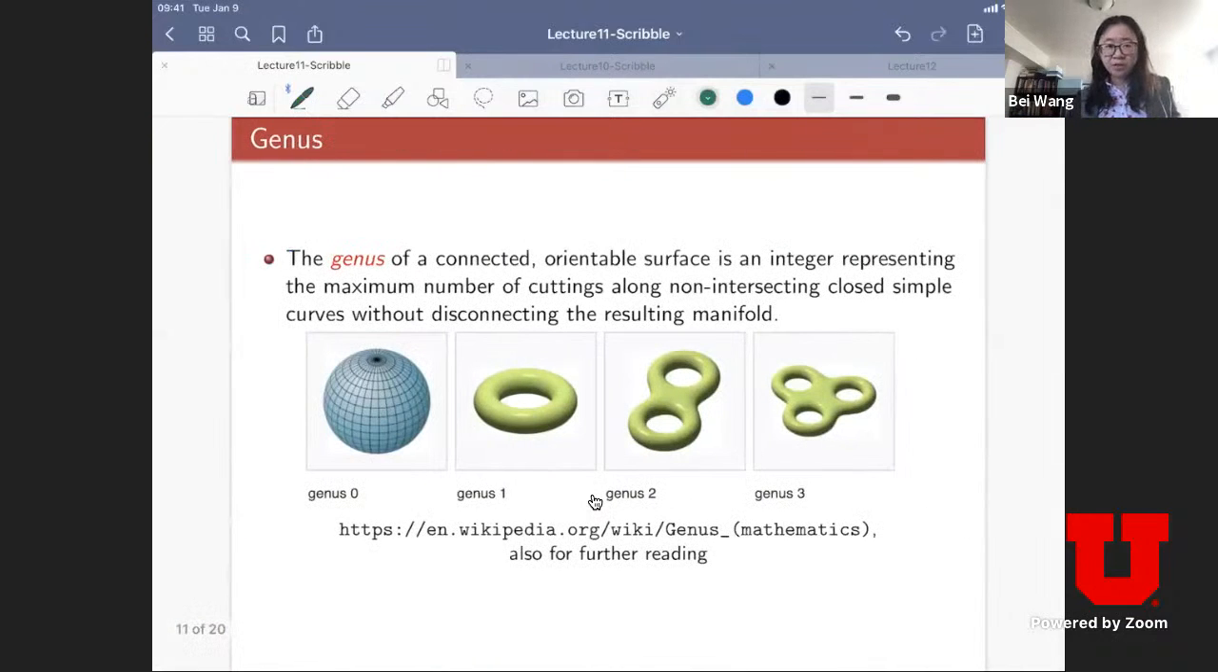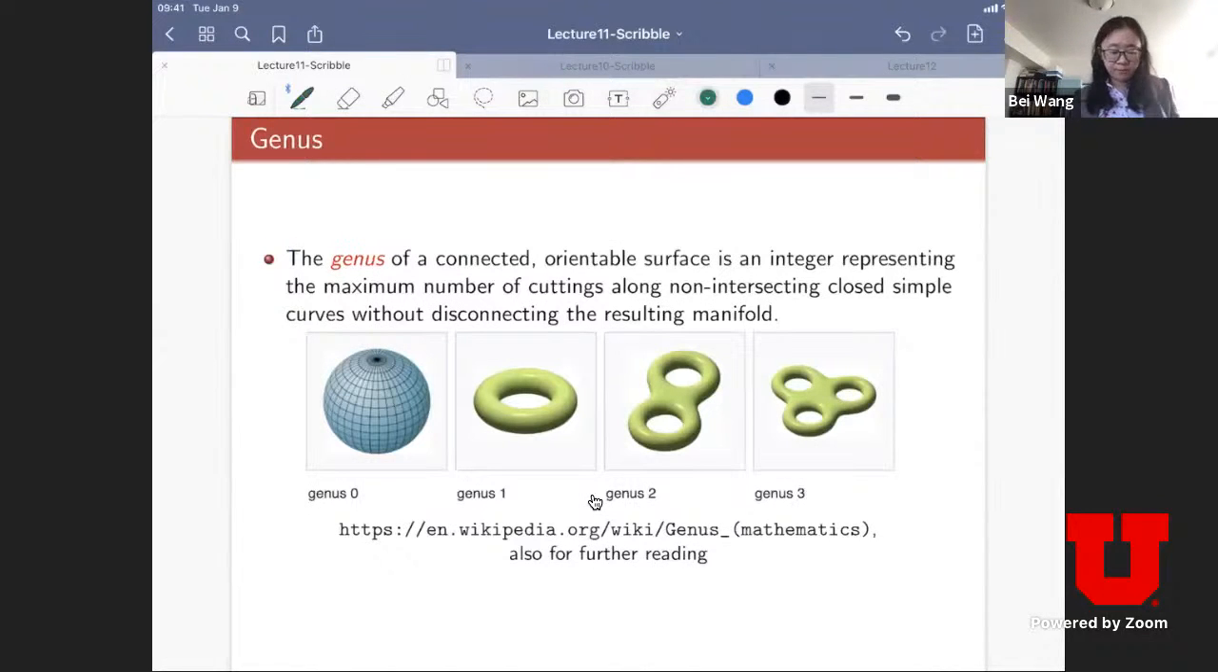So what do we mean by genus? The genus of a connected orientable surface is an integer representing the maximum number of cuttings along non-intersecting closed simple curves without disconnecting the resulting manifold. Earlier this semester, I gave this definition, but now since we have a better understanding of two-dimensional manifolds, here is what we have.